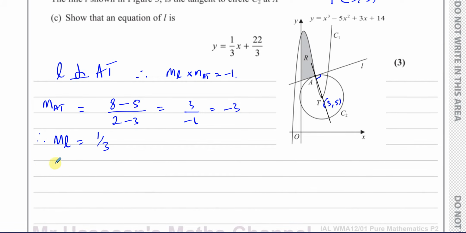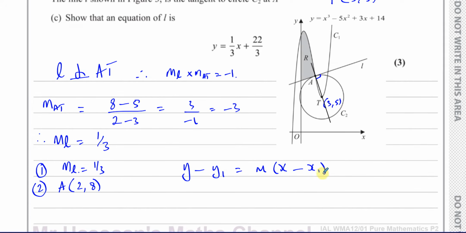So now, to find the equation of a straight line, we need two things: the gradient of the line, and any point on that line. We know that point A is on that line, which is the point (2, 8), and the gradient is 1/3. So we can use the formula y minus y1 equals m times x minus x1. So y minus 8 equals 1/3 times x minus 2.